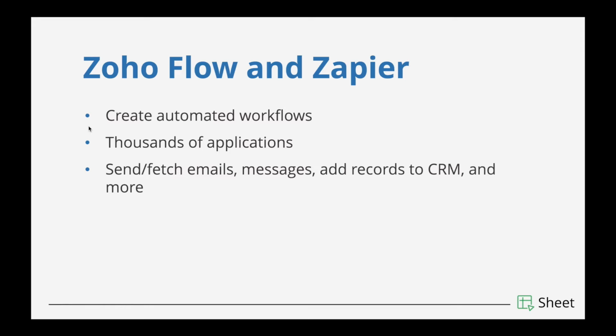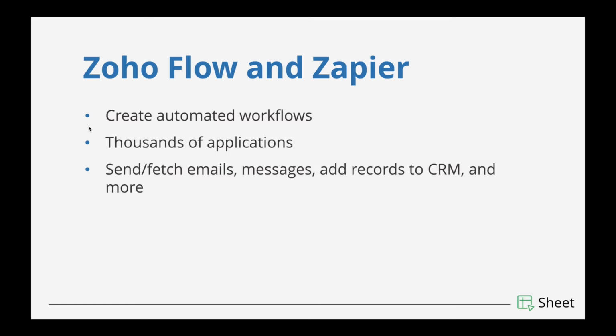So you can create automated workflows from one application to several other applications and create personalized workflows based on your use case. And as I said, Zoho Flow and Zapier provide thousands of applications between which you can create connections. Using these connections or workflows, you can send or fetch information or data from one application to the other. So this is just a brief introduction about what these applications are.